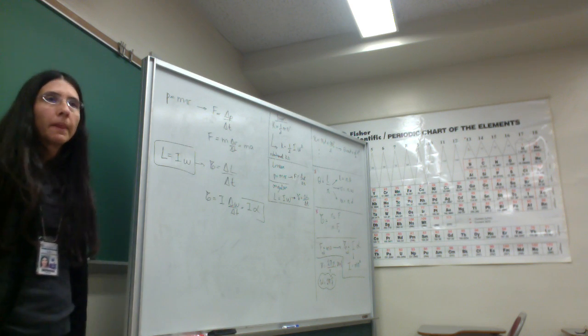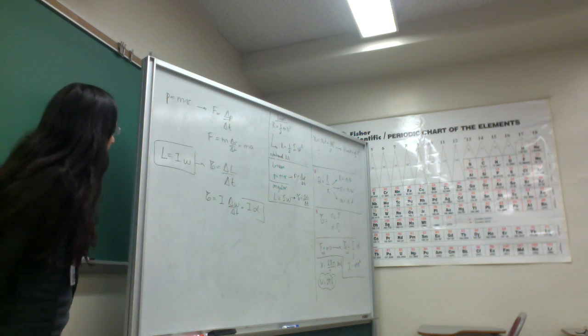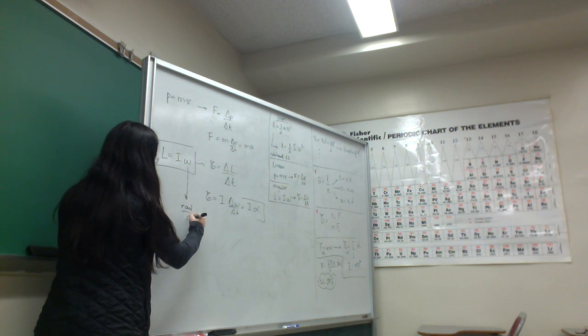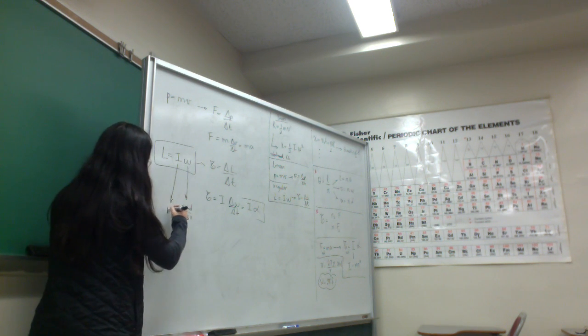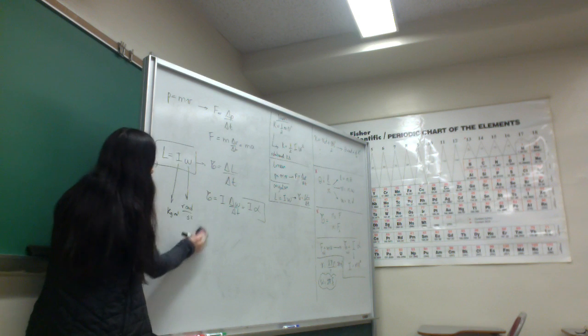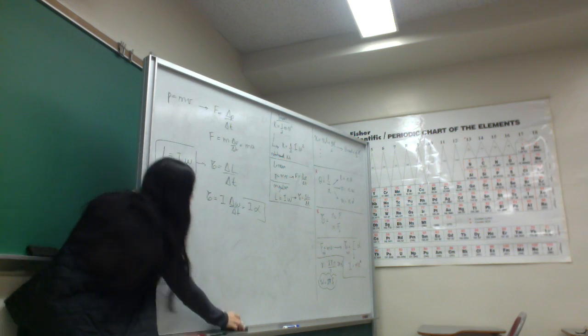So what are the units of L? Radians per second, kilograms meters squared over seconds. Kilograms meter squared over second. Alright. So far so good.